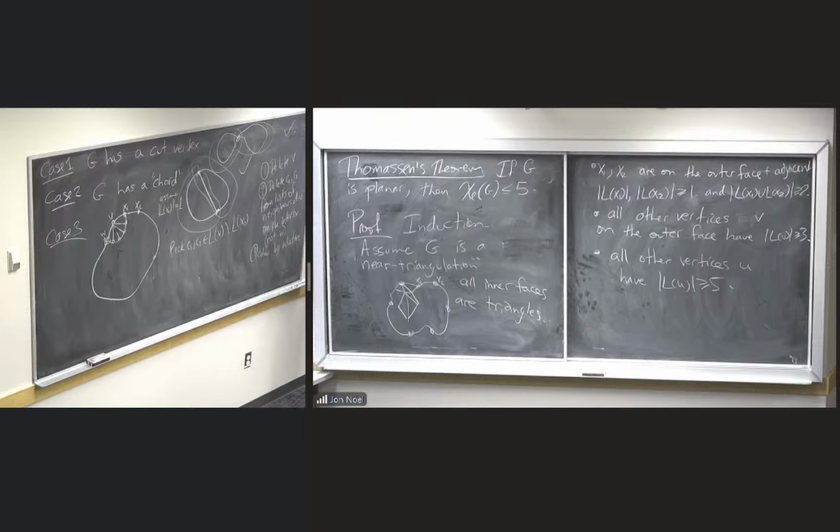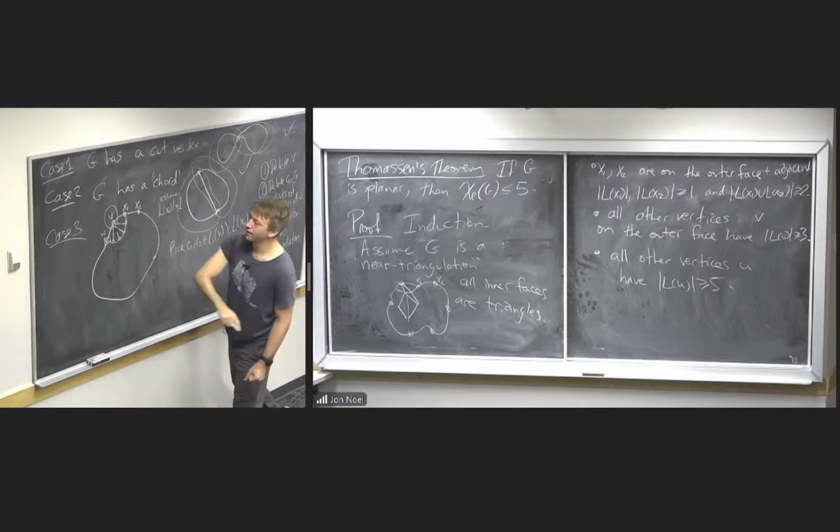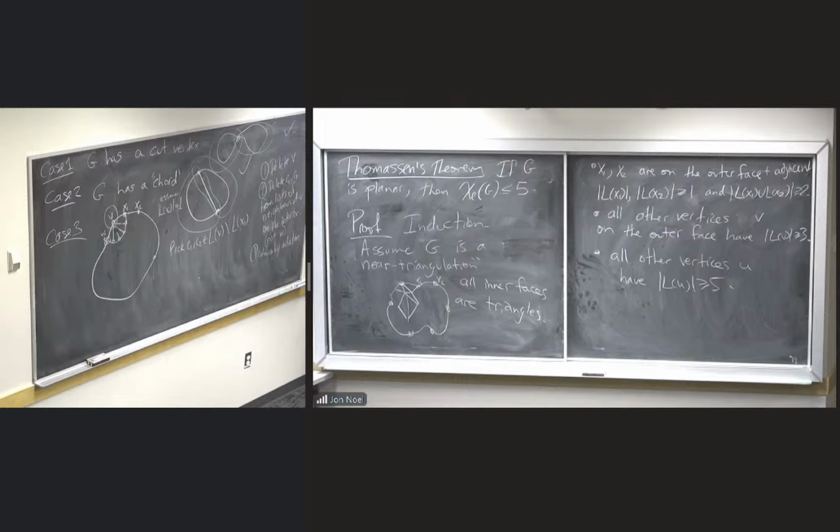But now I need to color V. Why can I color V? It's going to work. I've colored G minus V, and I just need to give V a color. So what color am I going to give it? We can go as soon as we figure it out. Yeah?